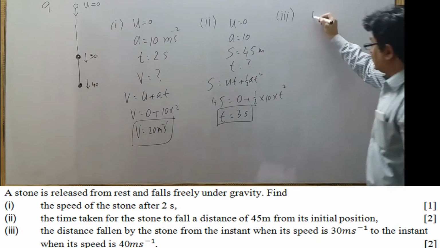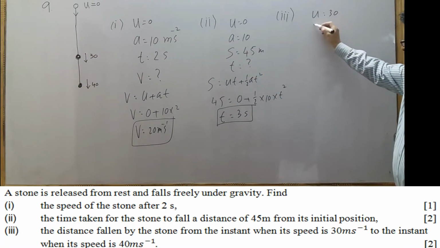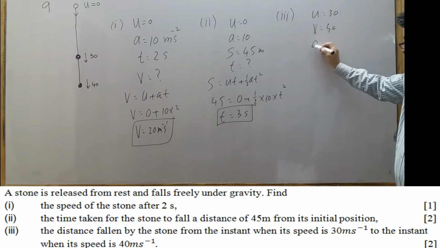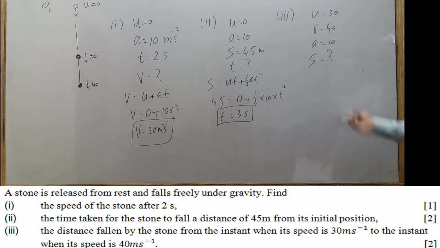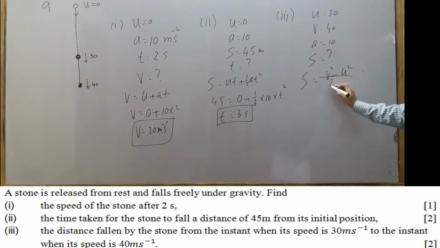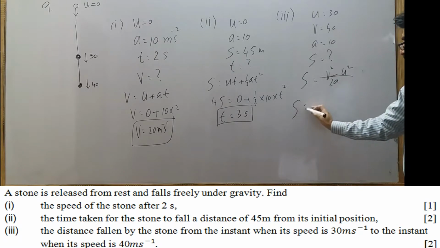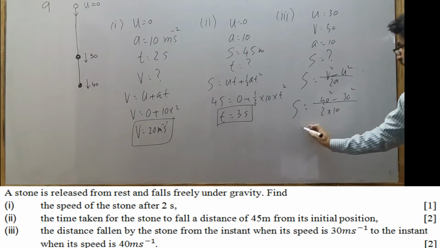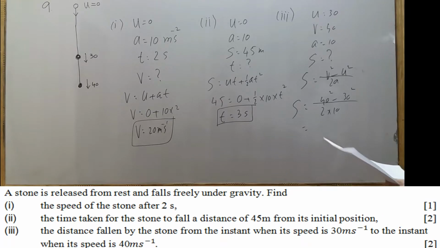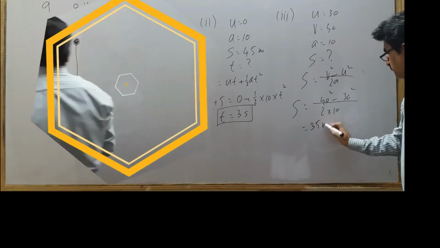So we have initial velocity 30, final velocity 40, acceleration is 10. You need s. Now applying the equation of motion, s is equal to v square minus u square divided by 2a. Putting the values, v square minus u square divided by 2 into 10. On simplifying, you will get the answer 35 meter.